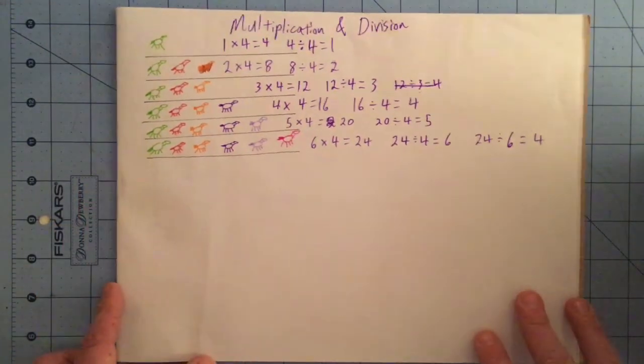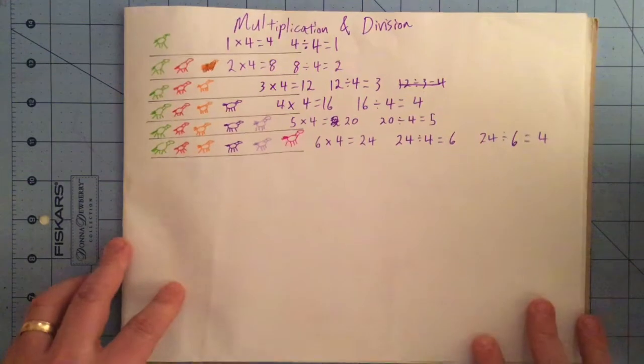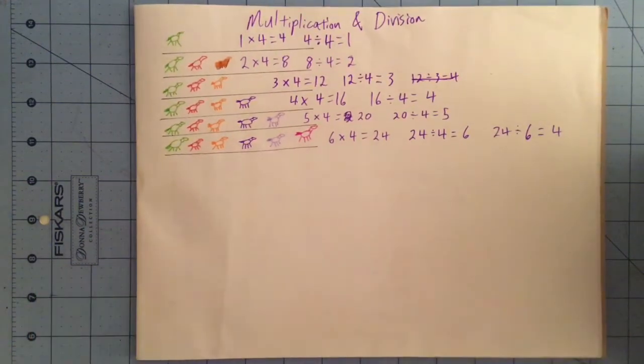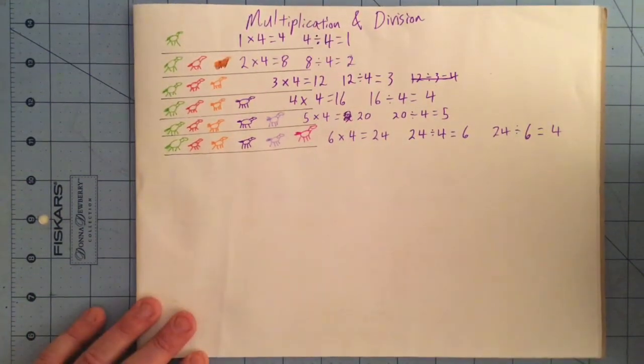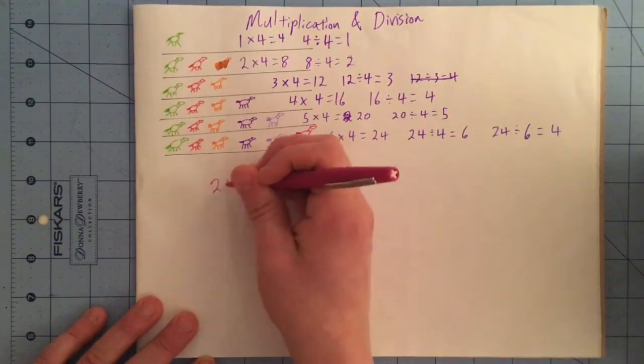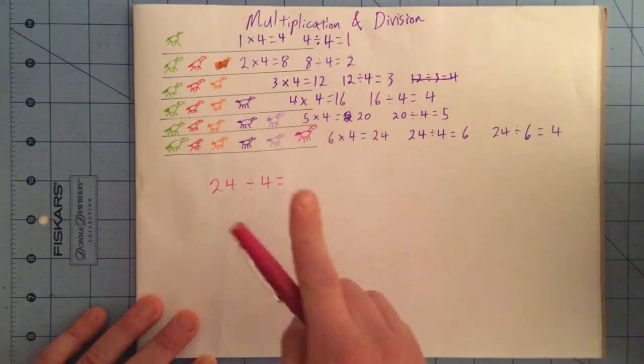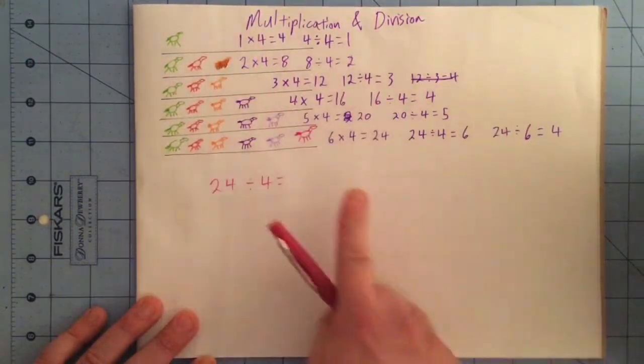So, when you're going through and doing multiplication and division, it's important to note that multiplication and division are similar. They are two sides of the same coin. Let's look at a few other ways that you can solve division problems if you're not quite sure about those multiplication facts. So we can do division. Let's do 24 divided by 4. If you're paying attention, somewhere up here, there's already the answer to this.